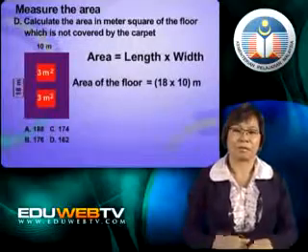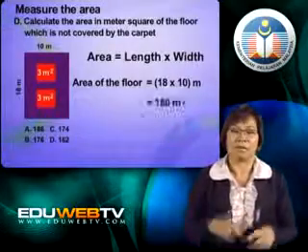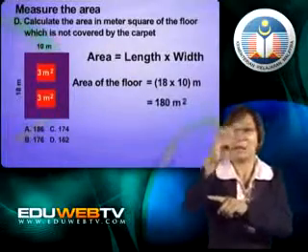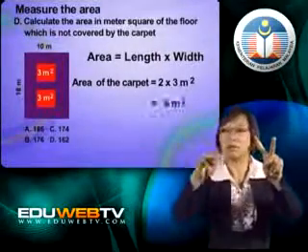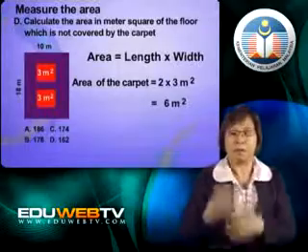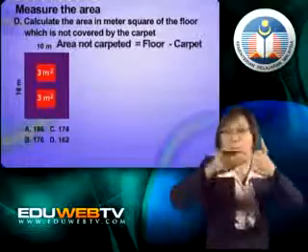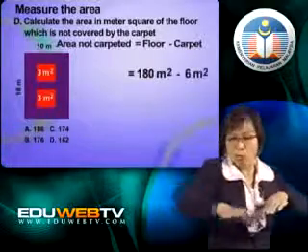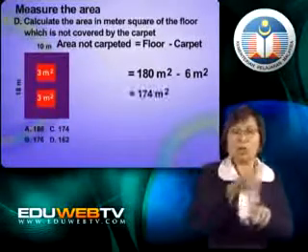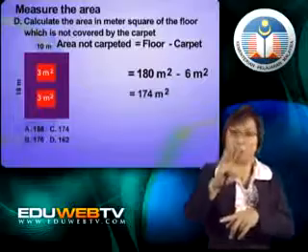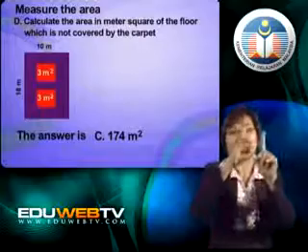Area of the floor is 18 meters multiplied by 10 meters, which is equal to 180 meters square. Area of the 2 carpets is 2 multiplied by 3 meters square equals 6 meters square. To get the area not covered by the carpets, we have to subtract the area of the carpets from the area of the floor. So 180 meters square subtract 6 meters square equals 174 meters square. The answer is C, 174 meters square.